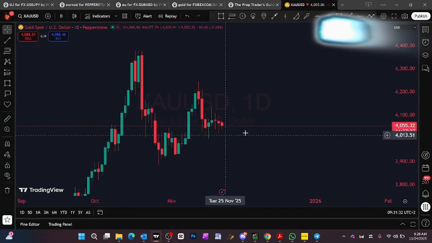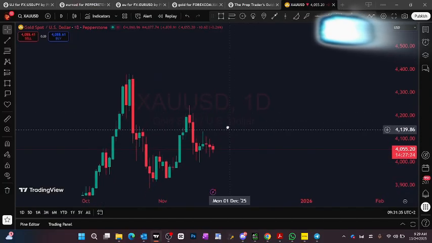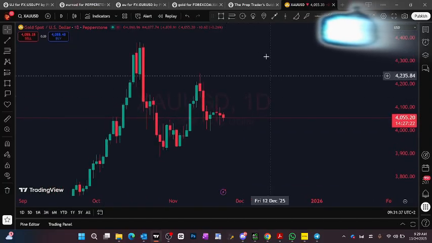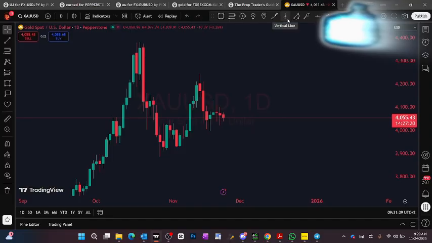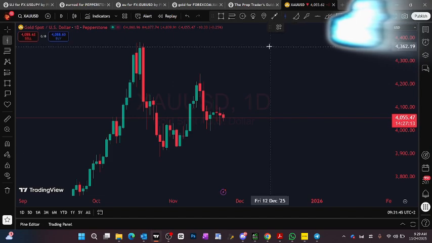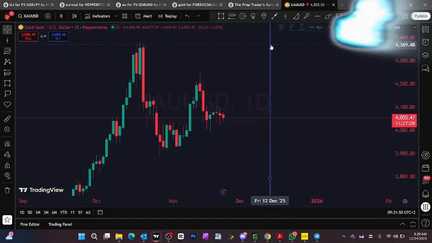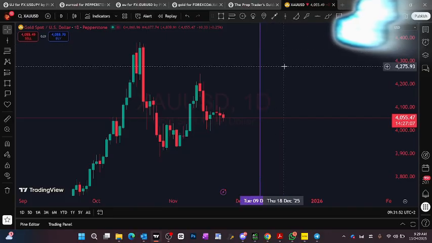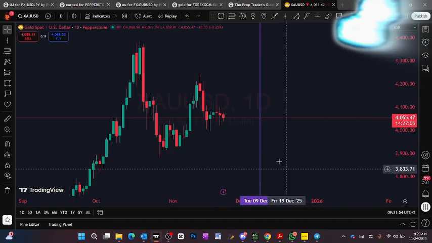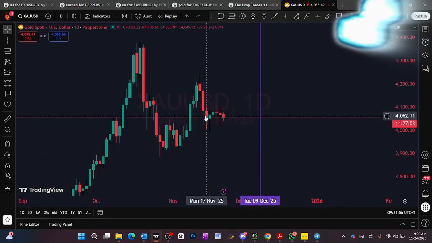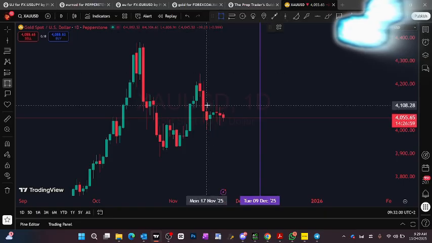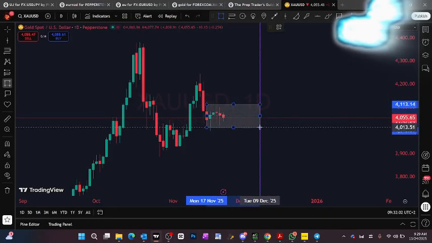Okay, let's get to it. I was looking at gold. So on my side, my long term, it's a sell. So I'm selling on the long term side. So the goal for me is this little thing right there.